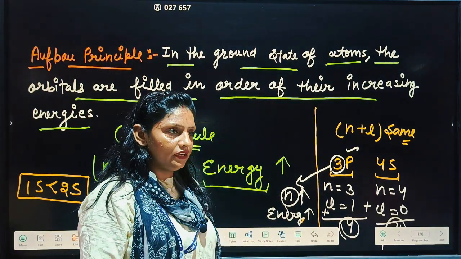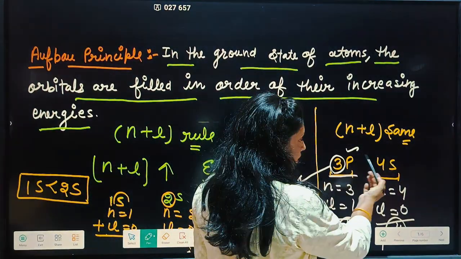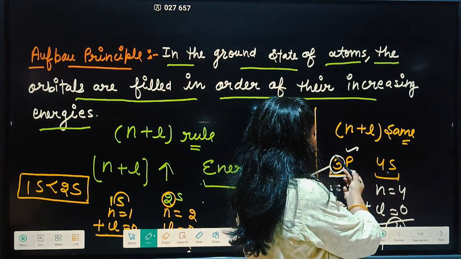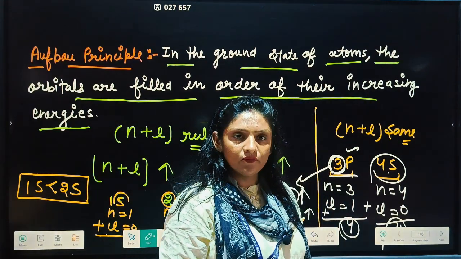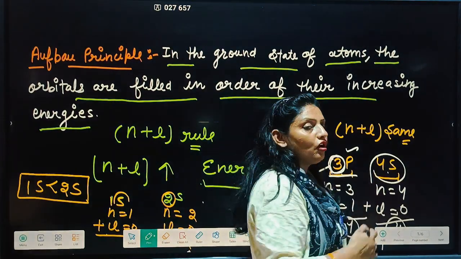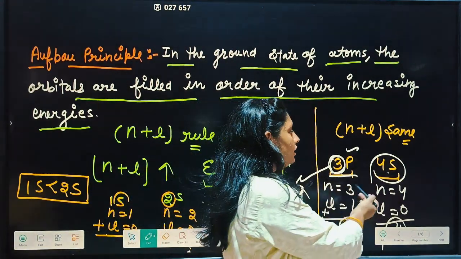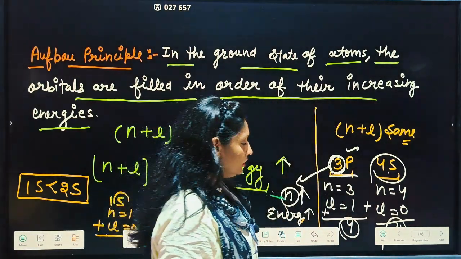So here we will write 3p first, then 4s, because the value of n is lower for 3p, it is 3, and in case of 4s the value of n is 4. So which has the lowest n value here? 3p has the lowest. So first of all we will fill 3p, then we will move to 4s. Clear or not?